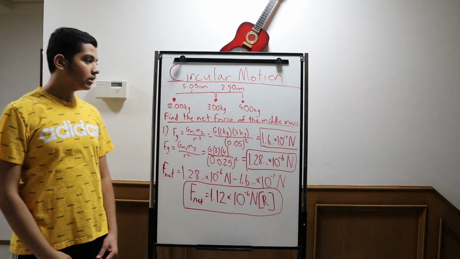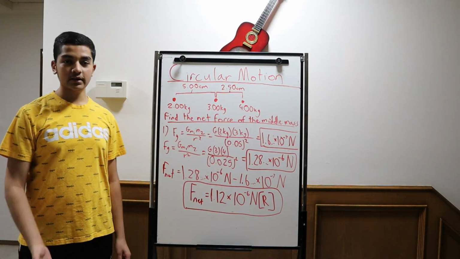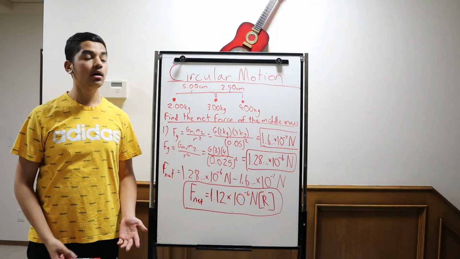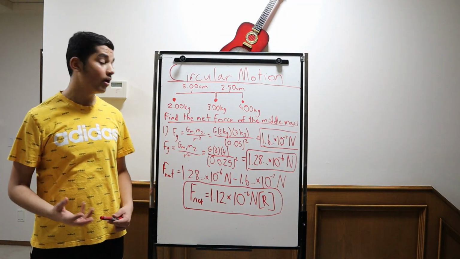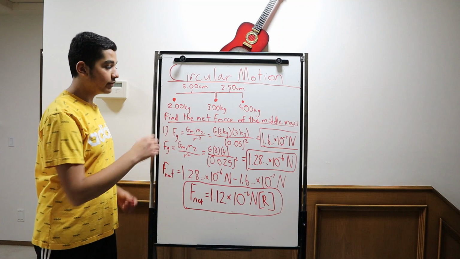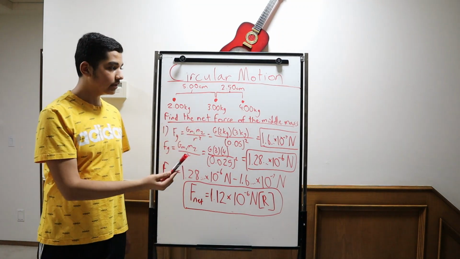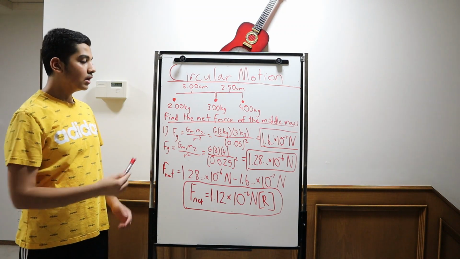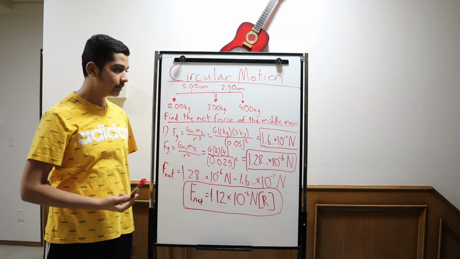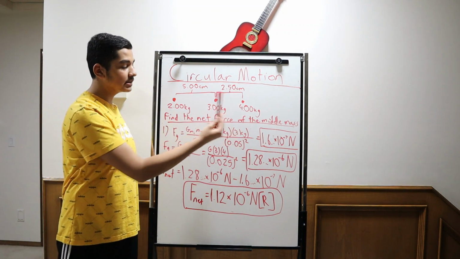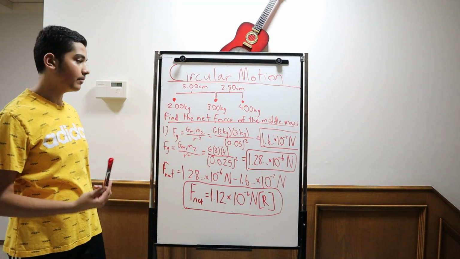Alright, so first we're going to look at a simple problem that requires using the gravitational law to see the net force on some objects. Here we can see that we have three bodies. One is 2 kilograms, that's here. One is 3 kilograms and the other one is 4 kilograms. The first two objects are 5 centimeters apart and the second set of objects are 2.5 centimeters apart.